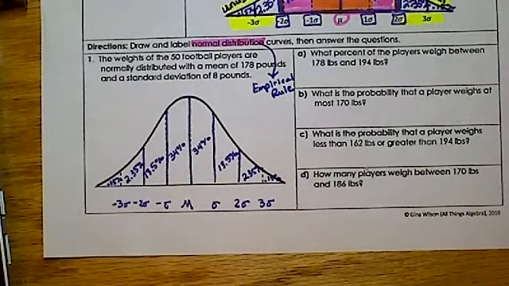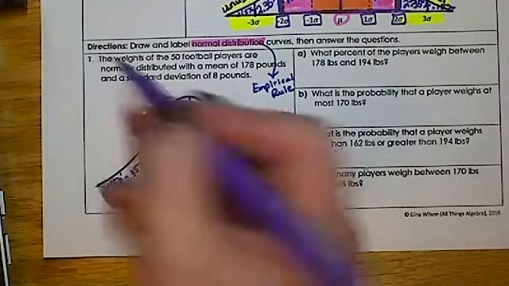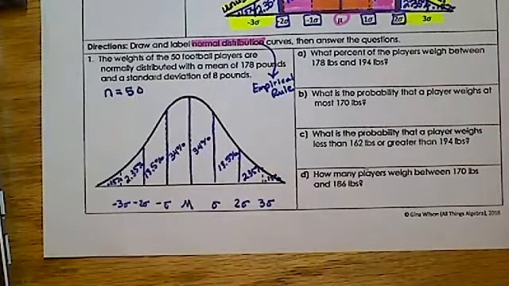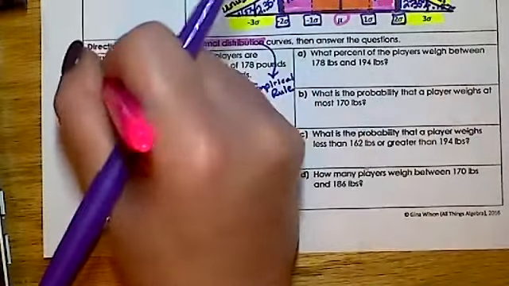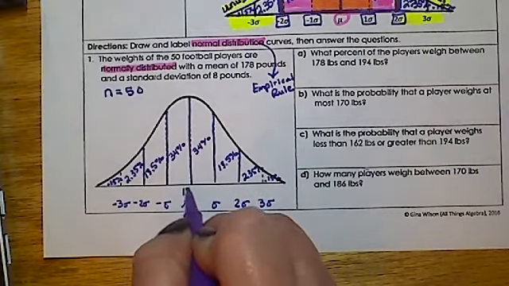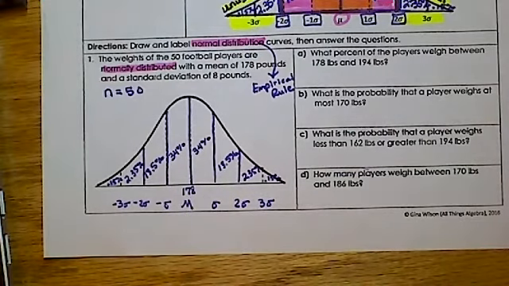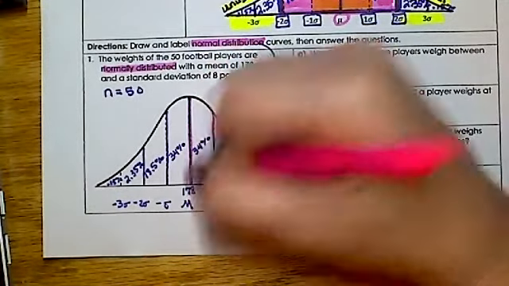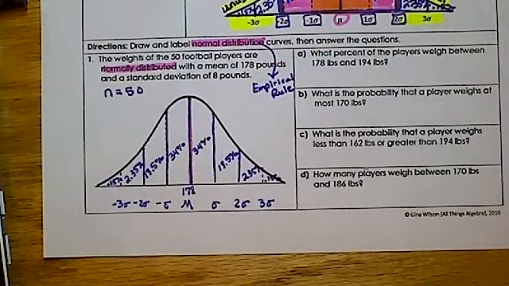Okay, next you're going to read the problem. So it says the weights of 50 football players. So my sample is 50, so my N is equal to 50. It is normally distributed. The mean is 178 pounds. So the mean is going to go in the middle. That is the average of the football players on this team, 178 pounds. The standard deviation is 8 pounds.